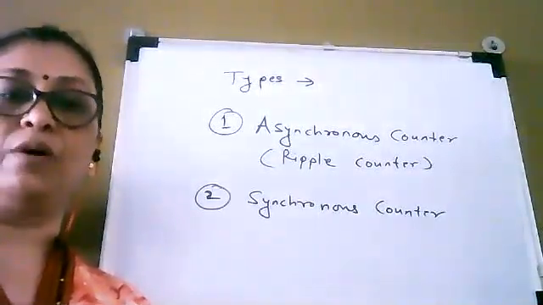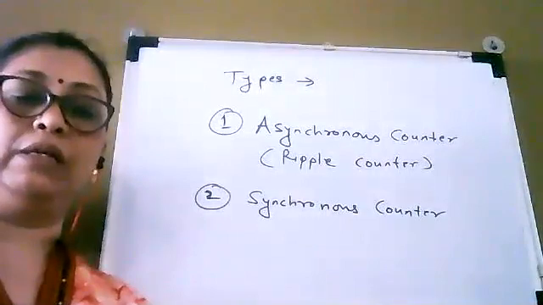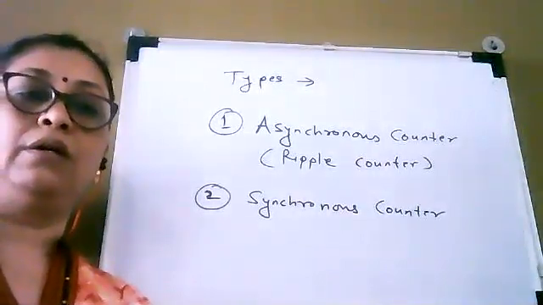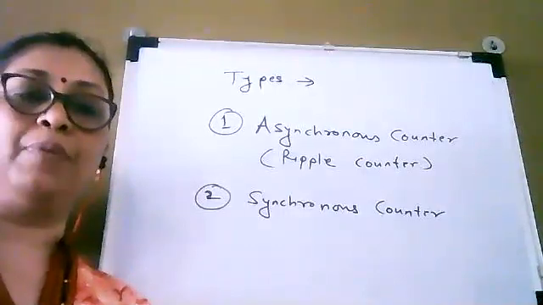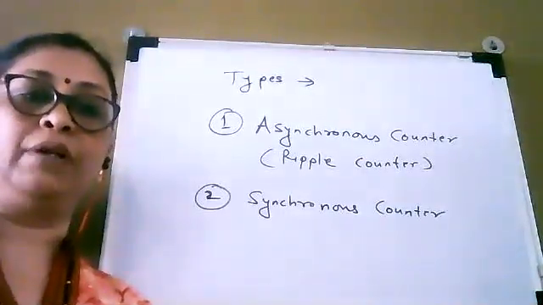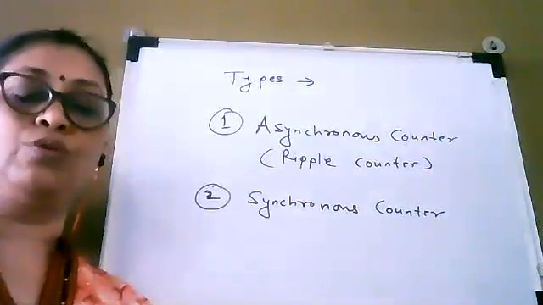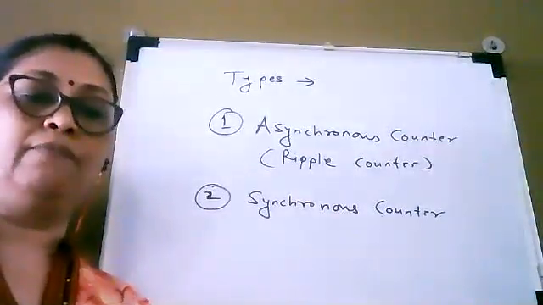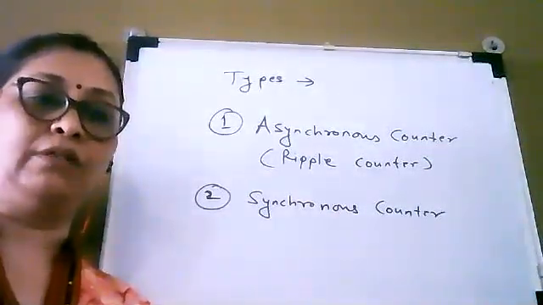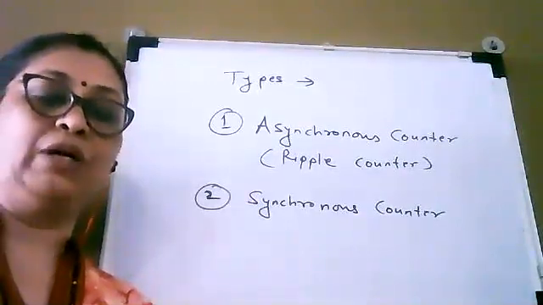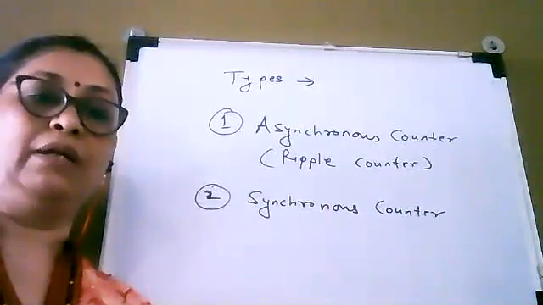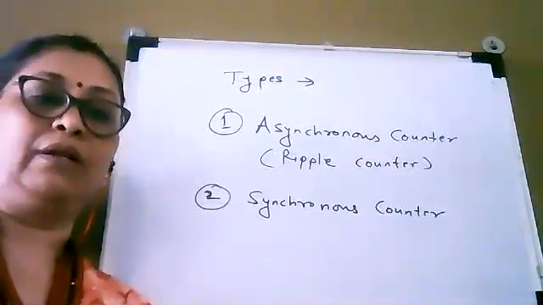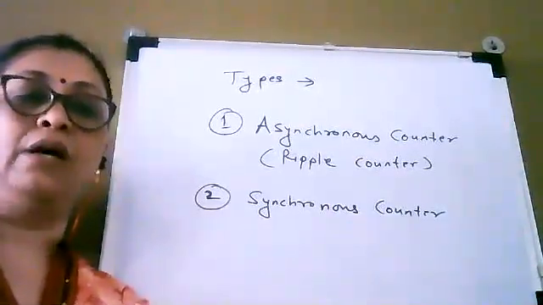So in case of asynchronous counter, the clock is reaching every flip-flop in a way just like a ripple. So you know what is ripple. When we throw a stone into water, then waves spread into the water in circular fashion, and we call it a ripple. So one wave will create another wave, which will create the next wave, like this.